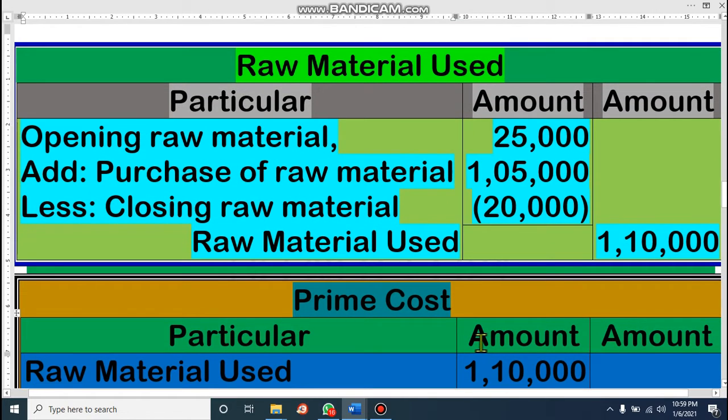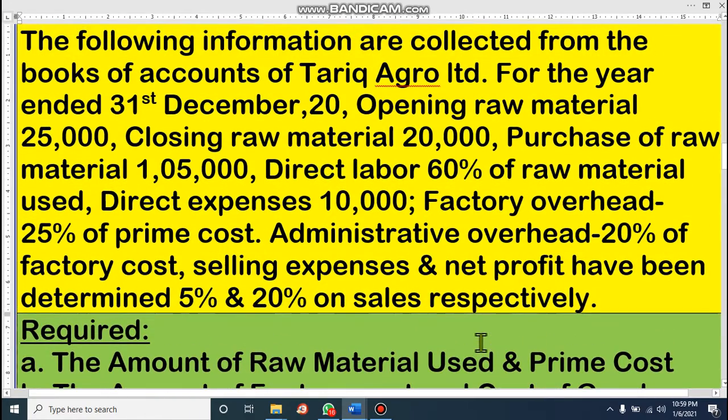Raw material used. Dear student, last class I discussed raw material used. All of you know that for preparing a cost sheet, the first element of cost is raw material. That means how much raw material we use for the product, that is, the raw material used for producing the goods. Dear student, here, see the question.